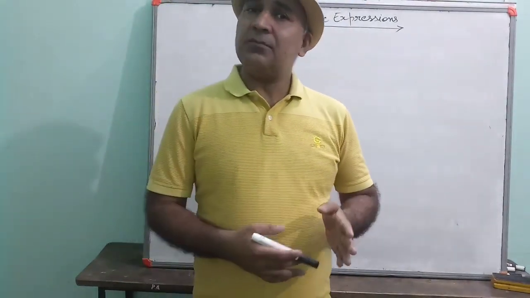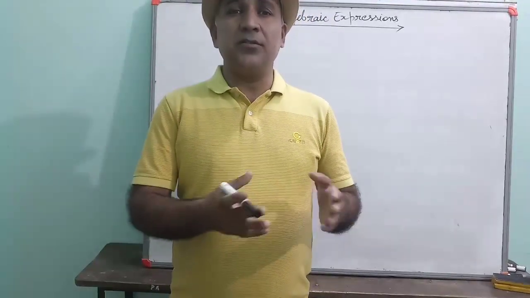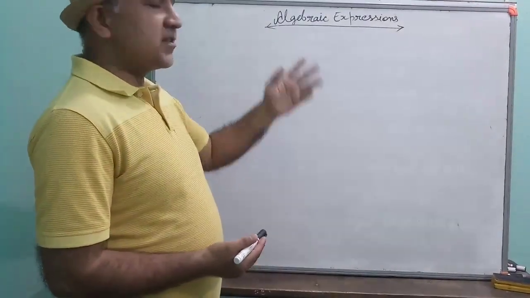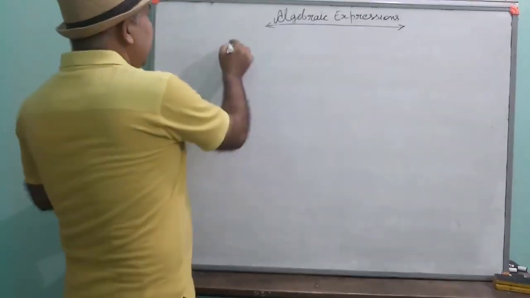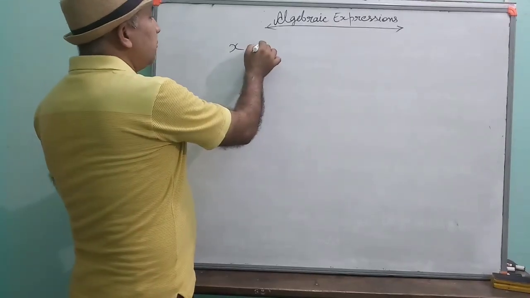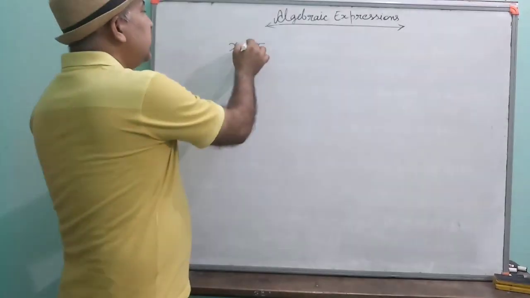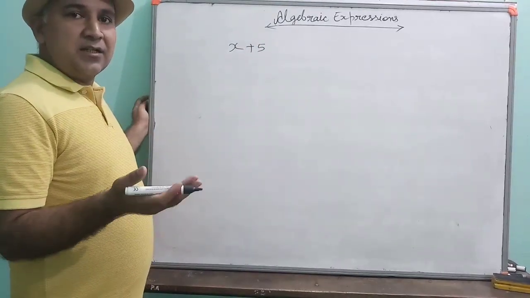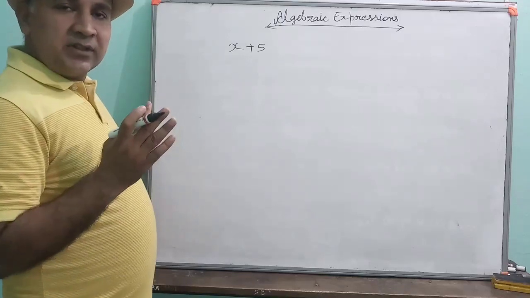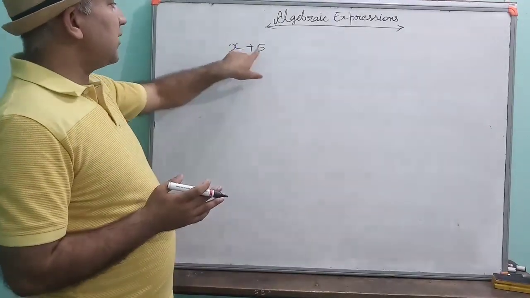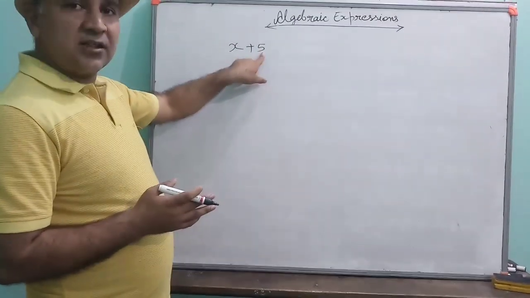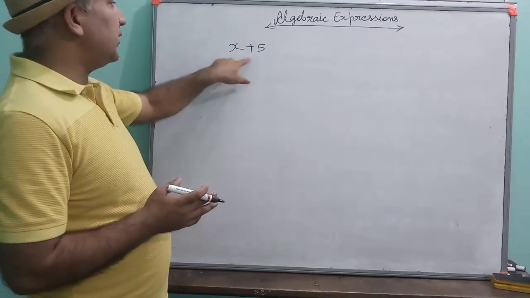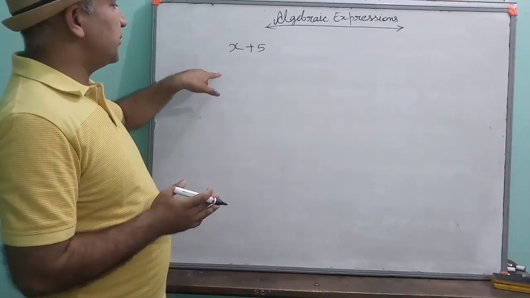Children, algebra is that mathematics in which alphabet is used in place of numbers. So see, in algebra mathematics, what is the algebraic expression? When any alphabet combines with any number with mathematical symbols. Do you know mathematical symbols? Plus, minus, multiplication and division. When with these symbols, alphabet is combined with numbers. These are the numbers 5, 6, 7. So when numbers are combined with alphabet, then that forms an algebraic expression.